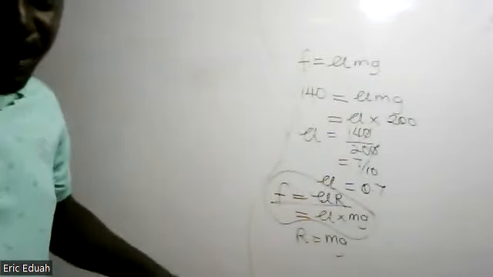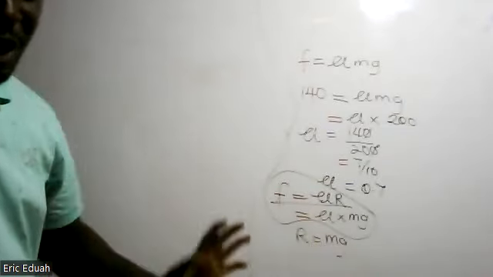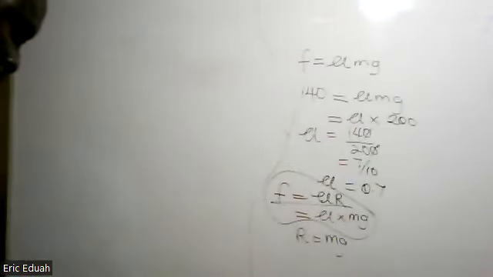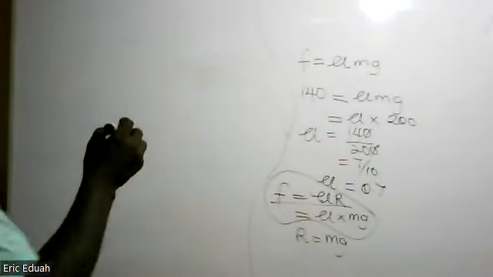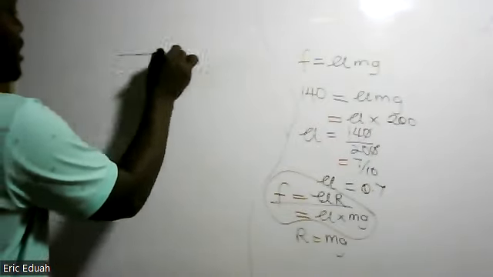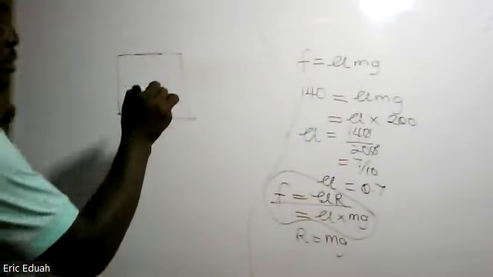We'll start with the inclined plane, and under an inclined plane, the reaction is different. That's why I'm saying R is equal to mg for this situation. A person of mass 45 kilograms is in a lift. This is a lift.